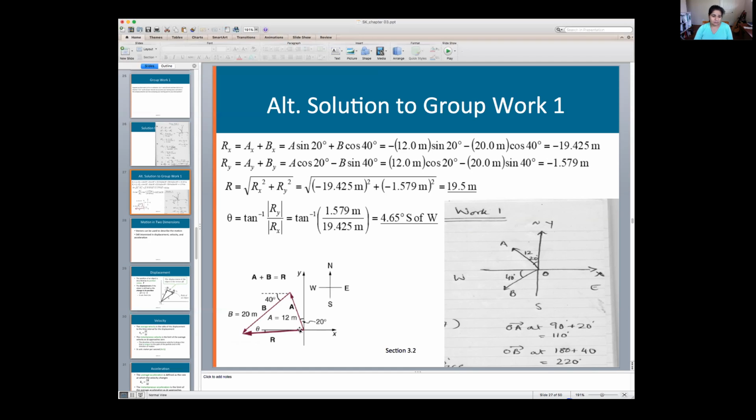And what's the magnitude? The magnitude is given by the Pythagorean theorem, so square root of rx squared plus ry squared, which is going to give me 19.5 meters. So this is the magnitude of my resultant vector. And the direction, which is this angle theta, I would write as 184.65, so we write it from the positive x direction.